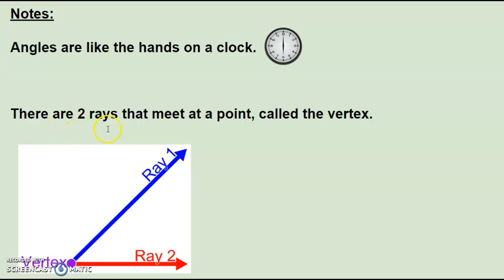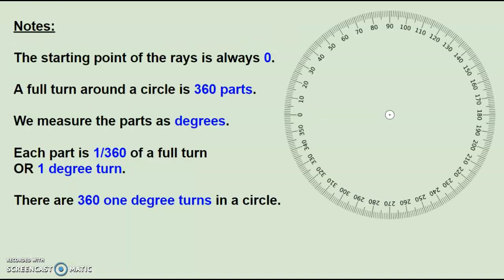There are two rays that meet at a point called the vertex. The starting point of the rays is always 0.